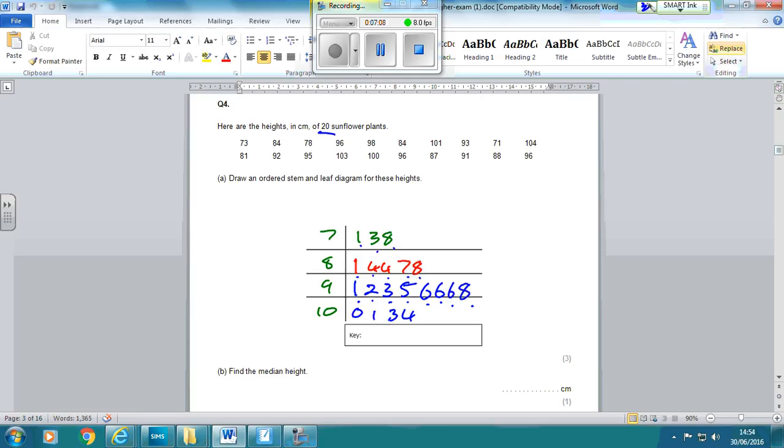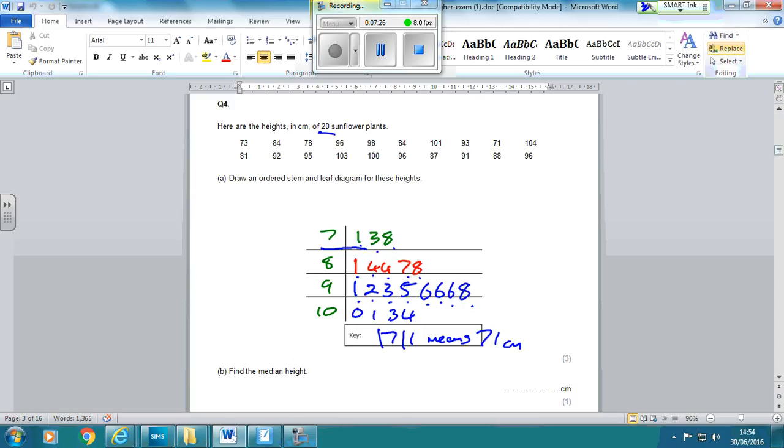So what I then do is I've got to do my key, and you just choose any of the pieces of data. If I choose the first one, I'd write down that 7, 1 means 71. I could say it means 71 centimeters, because that's what the number represents.